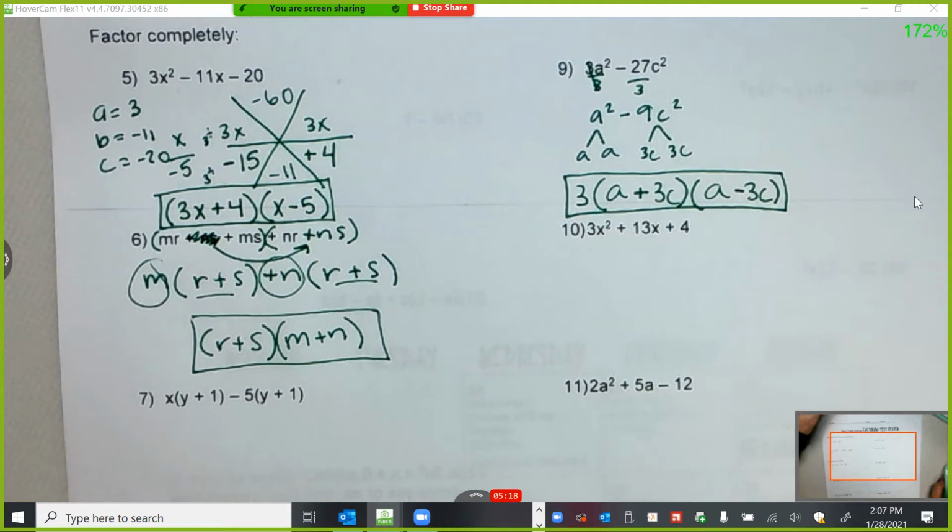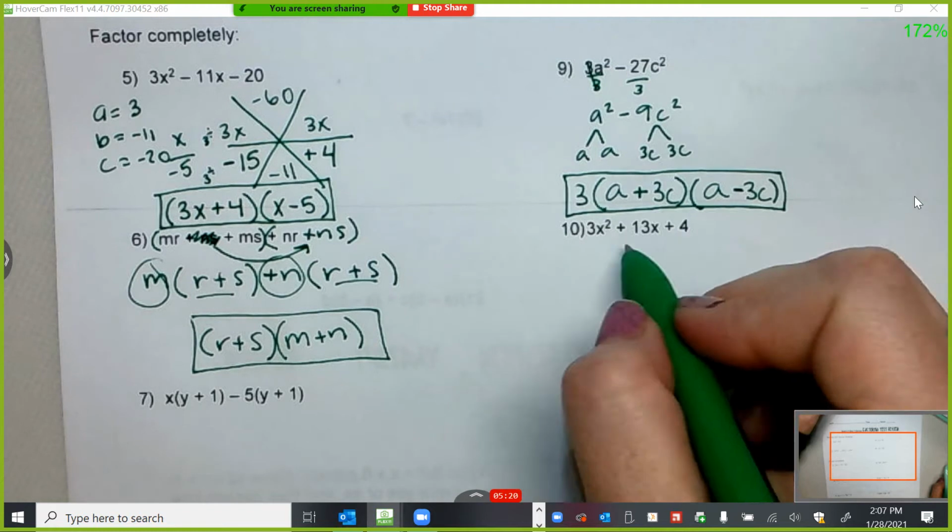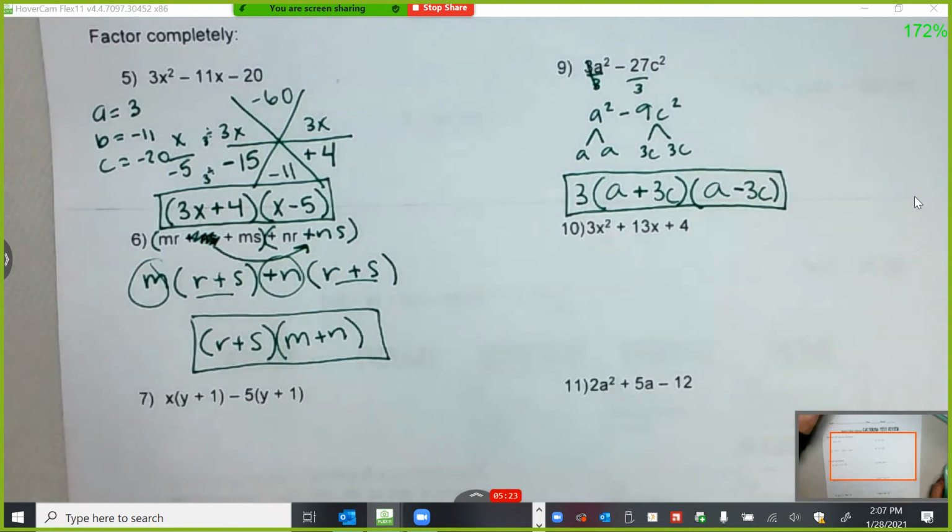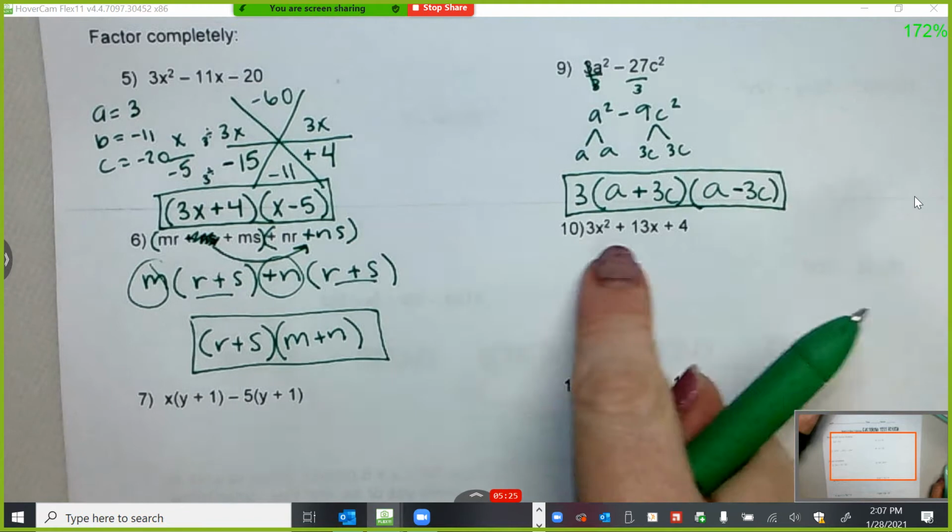Okay, let's look at number 10. We have 3x squared plus 13x plus 4. It's 3 terms, so I'm going to do it like a snowflake. There is no GCF and it is in order.